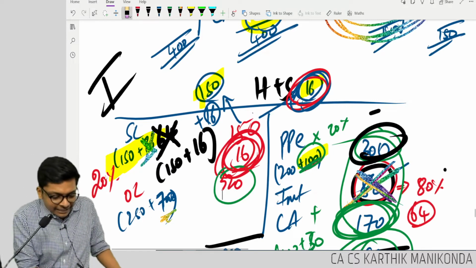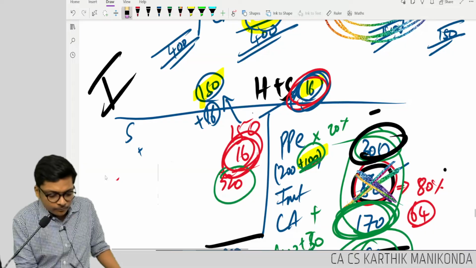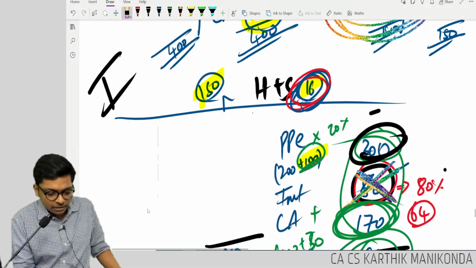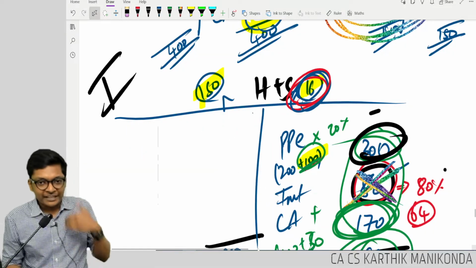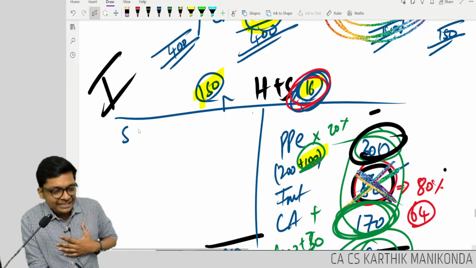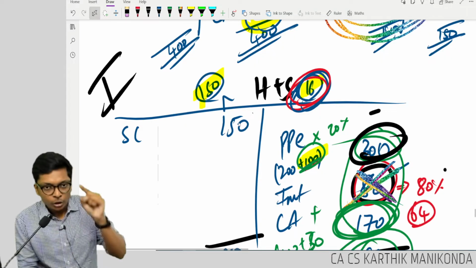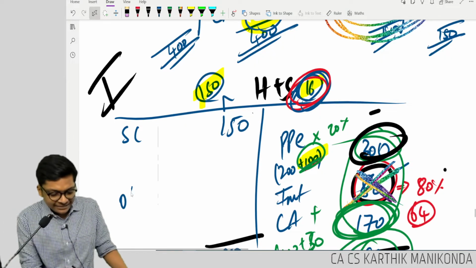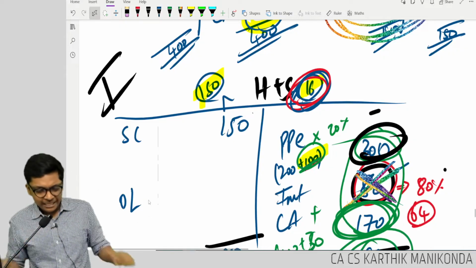So let me redraw the balance sheet neatly over here. On my liability side, in the consolidated balance sheet, if I redraw now, my share capital will remain at 150. My other liabilities will remain the same addition, how much?